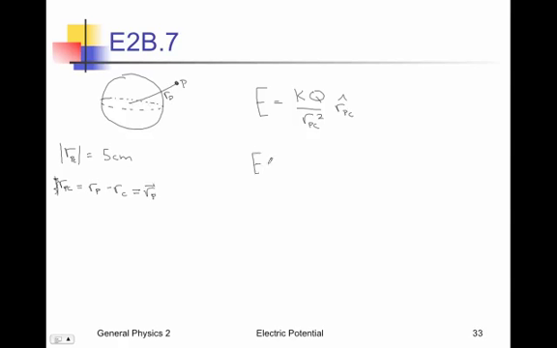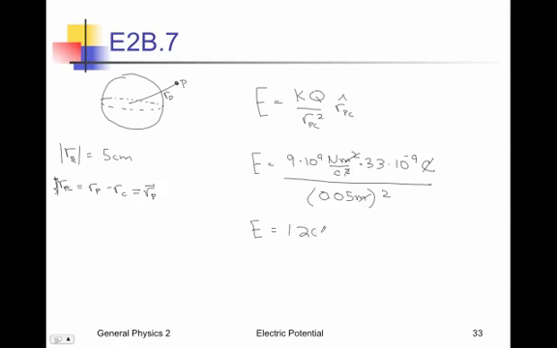So we have E is equal to 9 times 10 to the 9th newton meters squared per coulomb squared times 33 times 10 to the minus 9 coulombs divided by, now our R is equal to 5, so 0.05 meters squared. And so when we work that out, our meters squared cancel, one of our charges cancels, and we're left with 120,000 newtons per coulomb.